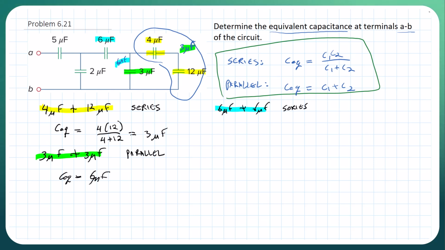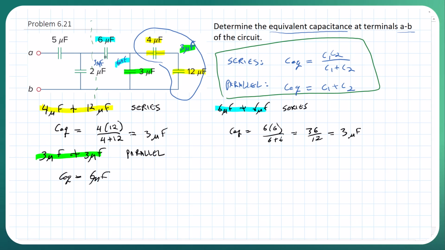Okay, and because they're in series, we can say our C equivalent is going to be 6 times 6 over 6 plus 6, which is going to be 36 over 12, which gives us 3 microfarads. Okay, so now we worked our way up. Now we're at this level here. So now we got 3 microfarads here.